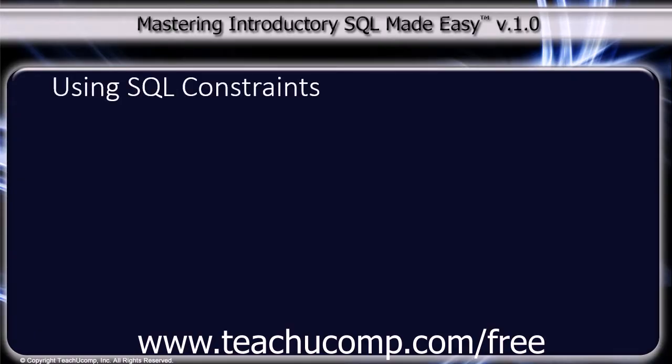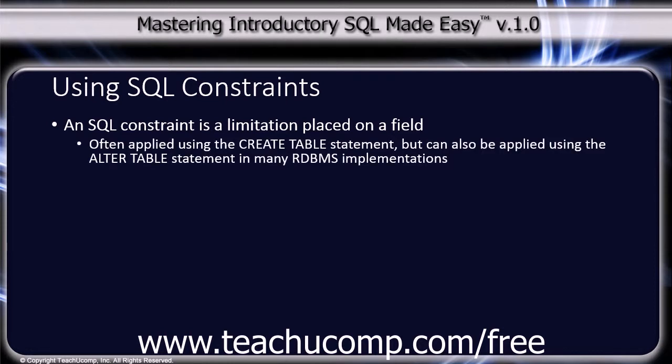When creating tables in SQL using the create table statement, you can often set various types of constraints on the fields that are created. A constraint is a limitation that is placed upon the allowable values within a field. If a user attempts to add data to the table that violates the constraint, the data will not be added to the table.